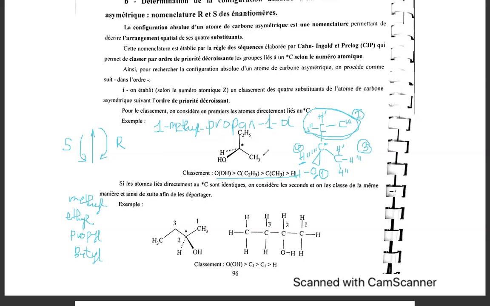But now that you know, it is easy for us to say that oxygen has an atomic number of 8, and it's the greatest. This is carbon and this is also carbon, so this one is going to take position number 1, and the ethyl has priority over the methyl, so this is going to be number 2, this will be number 3, and our hydrogen will be number 4.